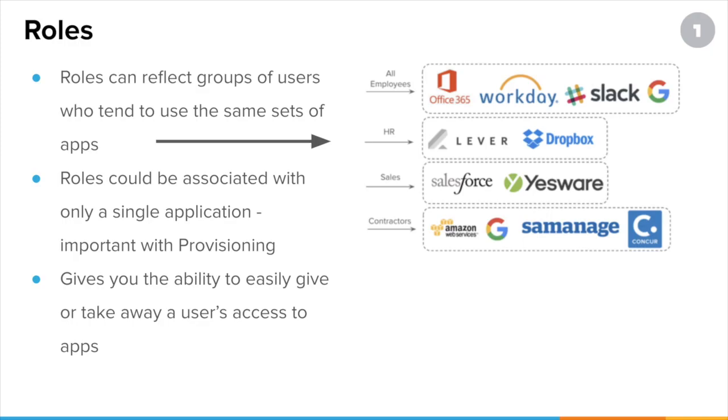When a user is removed from the role, their access to the application is automatically removed as well. And with provisioning enabled, this means they are automatically disabled or deleted within the application, or deprovisioned.